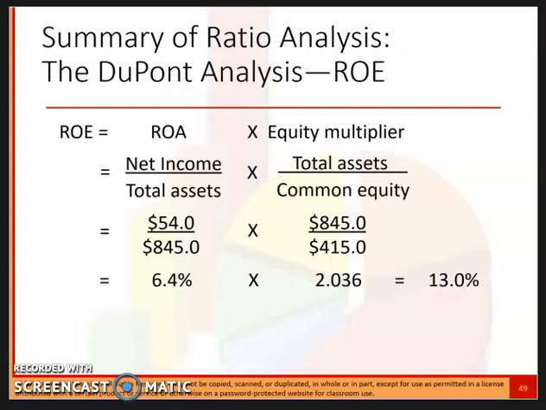There are a couple of different ways to calculate the equity multiplier. If you watch the videos for the problems, you will see those. Recall our ROA was 6.4%. To me, in my mind, equity multiplier is kind of misnamed. It's actually total assets divided by common equity. I mentioned there are other ways to calculate it. We can also get the same number.